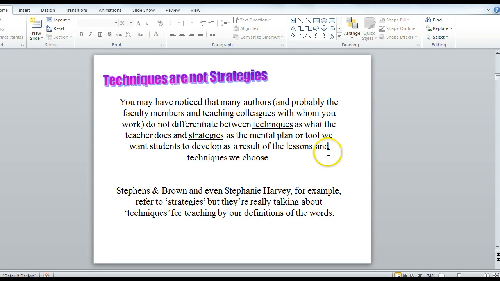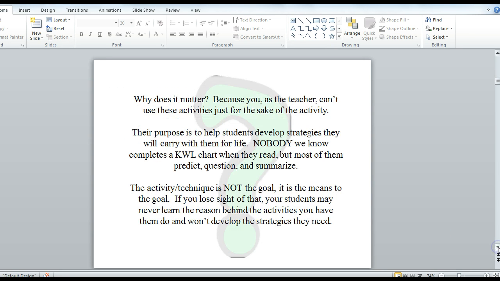You may recognize this from before. Just a reminder, techniques are not strategies. And you may have noticed that many authors, and probably many of the faculty members and teaching colleagues with whom you work, don't differentiate between techniques as what the teacher does and strategies as the mental plan or tool we want students to develop as a result of the lessons and techniques we choose. For example, Stevens and Brown, that's your text, and you read from Stephanie Harvey, they refer to strategies, but they're really talking about techniques in many cases when they are referring to what the teacher does in the classroom.